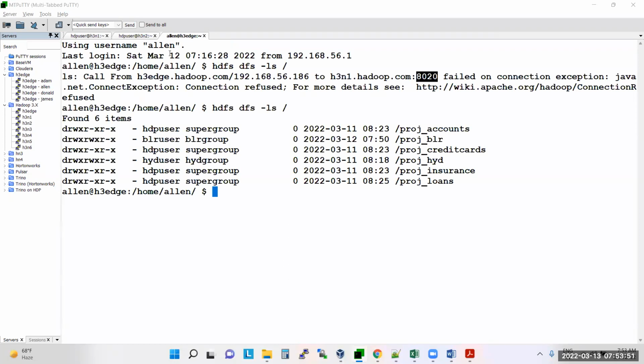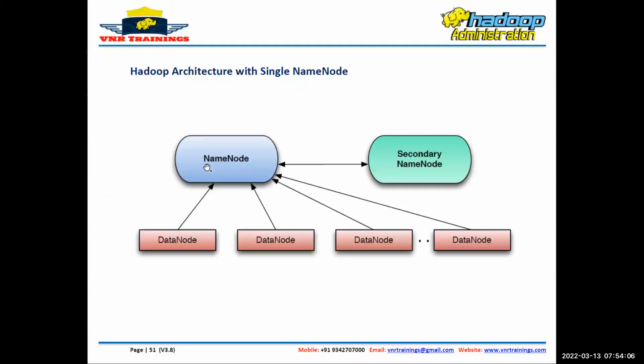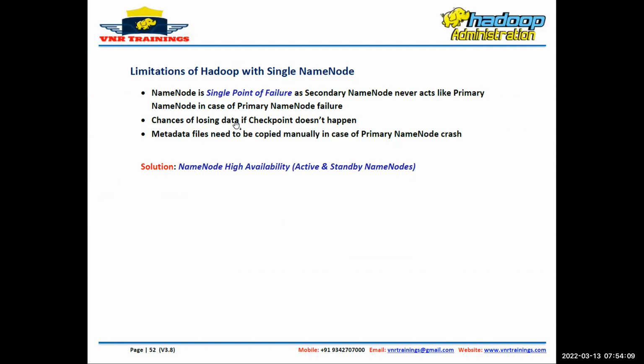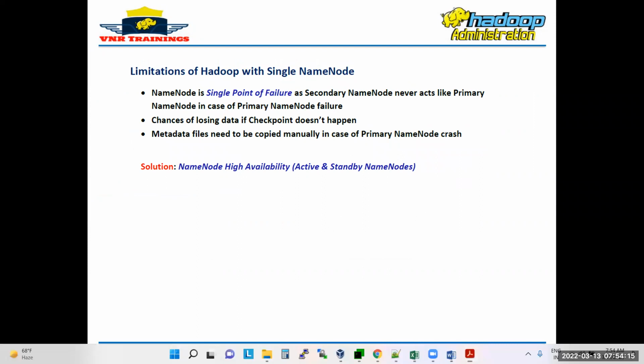Secondary name node is designed only to do checkpoint, nothing other than that. Got my point? So that is the first drawback people have shown. The second thing: chances of losing data if checkpoint doesn't happen. What is the chance of losing data, guys, if checkpoint doesn't happen?